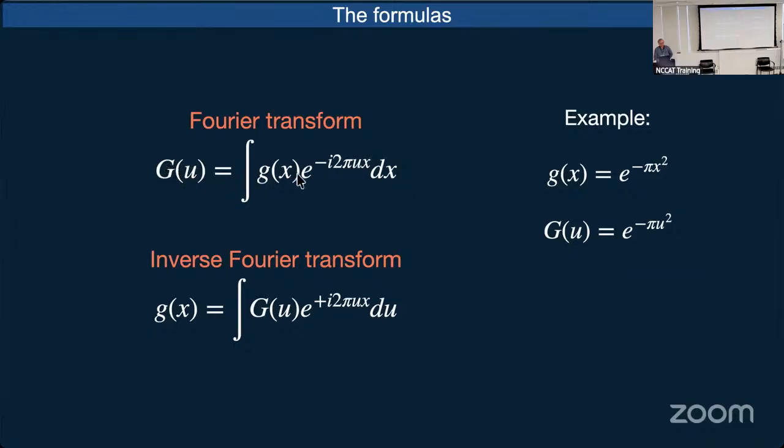So the Fourier transform is this thing that says I get the Fourier transform of this function g of x by multiplying it by a complex exponential, which is the thing that mixes the two variables u and x, and I integrate it so that there's no x left, and then I just have this g of u.